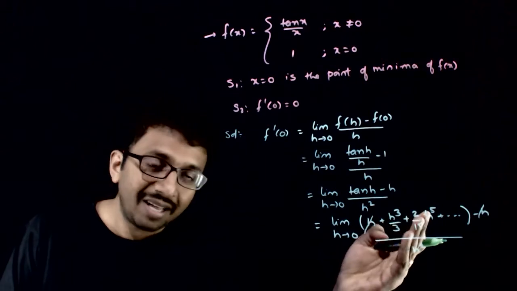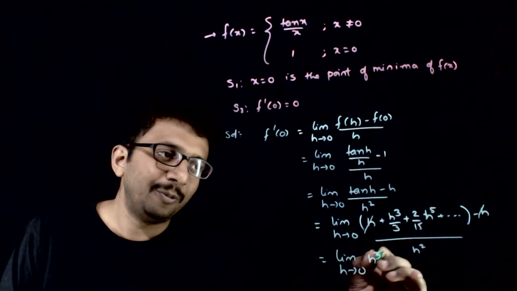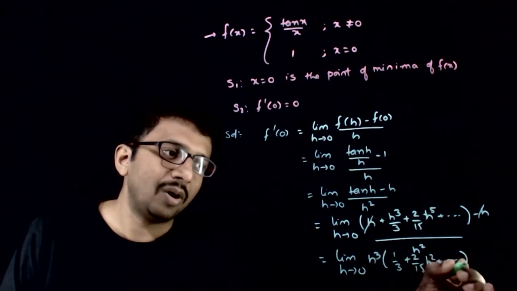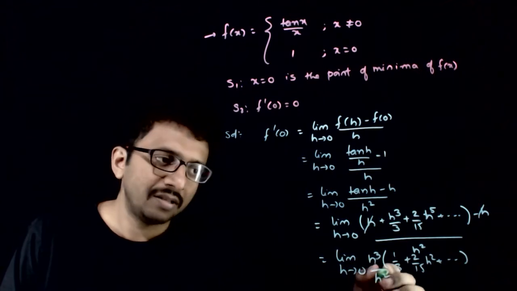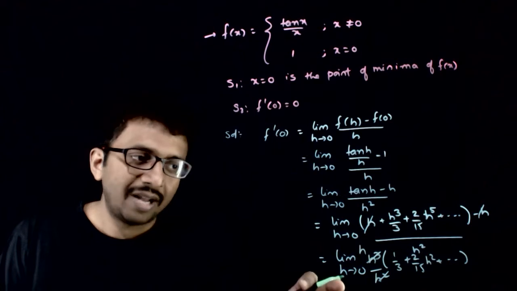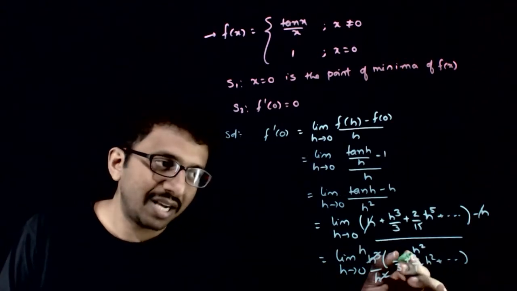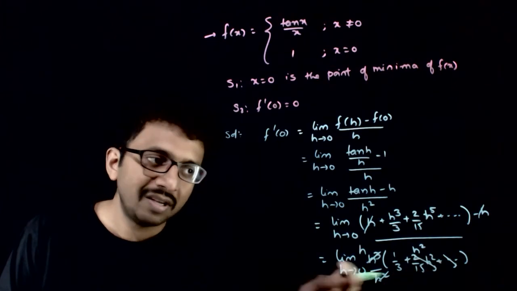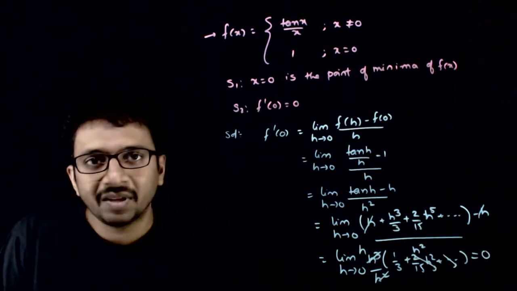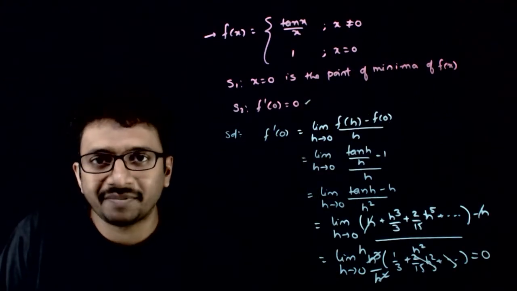Now we can see that h cube comes common, that is limit h tends to 0, h cube times 1 by 3 plus 2 by 15 h square plus so on, by h square. So this h square gets cancelled, so you have h times this. As h tends to 0, this is a constant, so this tends to 1 by 3, and all the other terms tend to 0. So this tends to 1 by 3 into 0, which is equal to 0. So f dash of 0 equal to 0 is right. Statement 2 is right.